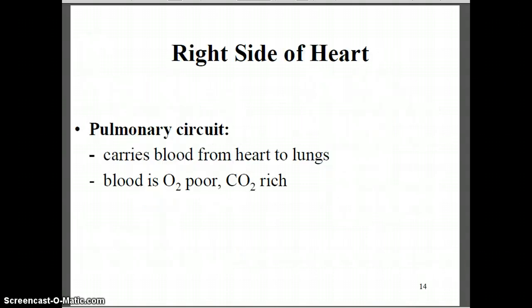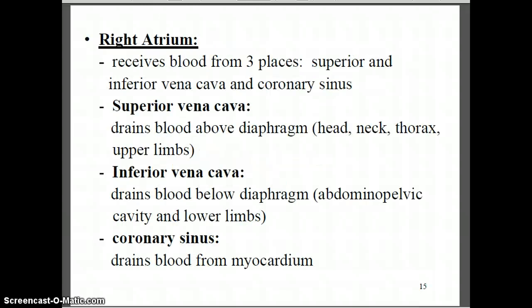The right side of the heart is the pulmonary circuit, carries blood from the heart to the lungs. This blood is poor in oxygen, rich in carbon dioxide, because it has returned from the body, has not yet been oxygenated, has not yet traveled to the lungs to be oxygenated. Arteries are defined as carrying blood away from the heart. Veins are defined as carrying blood towards the heart. And here is what occurs.